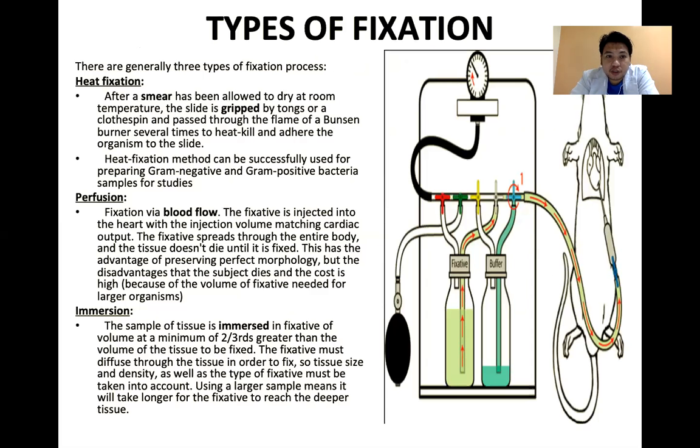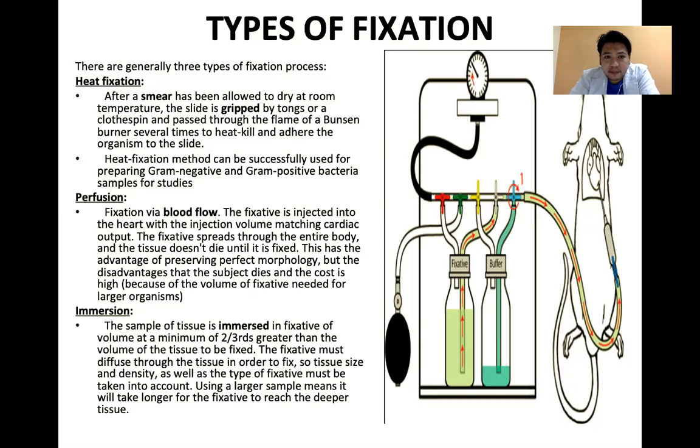So types of fixation are categorized into three processes. We have heat fixation, perfusion, and immersion. First, we have heat fixation. Okay, I know you're well familiar with heat fixation. It's being used in AFB staining, right? AFB staining. Heat fixative or heat fixation.